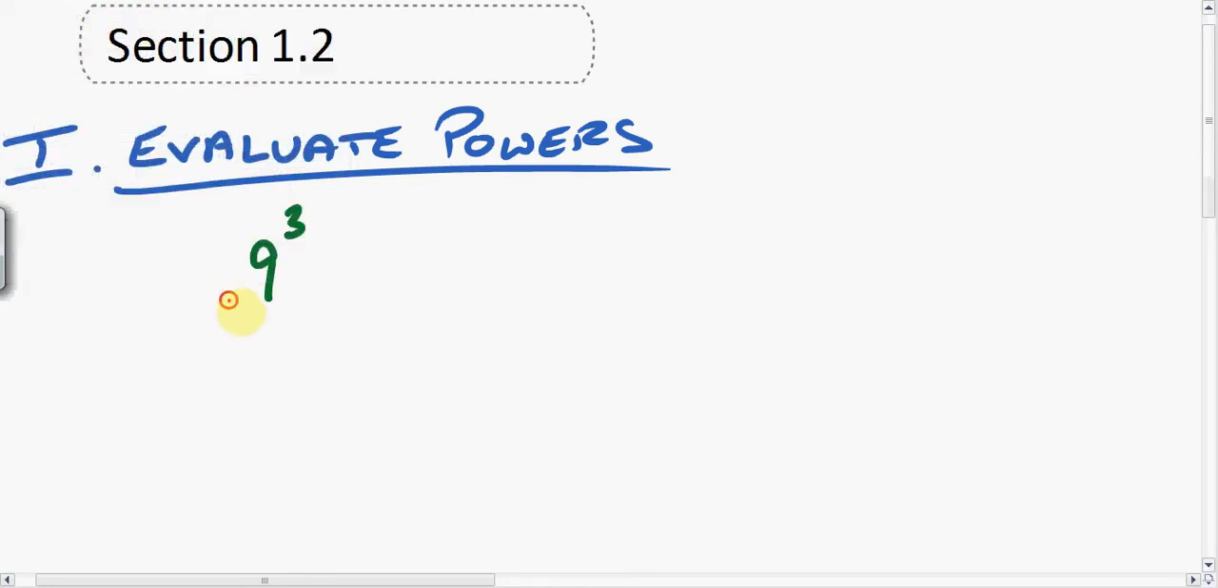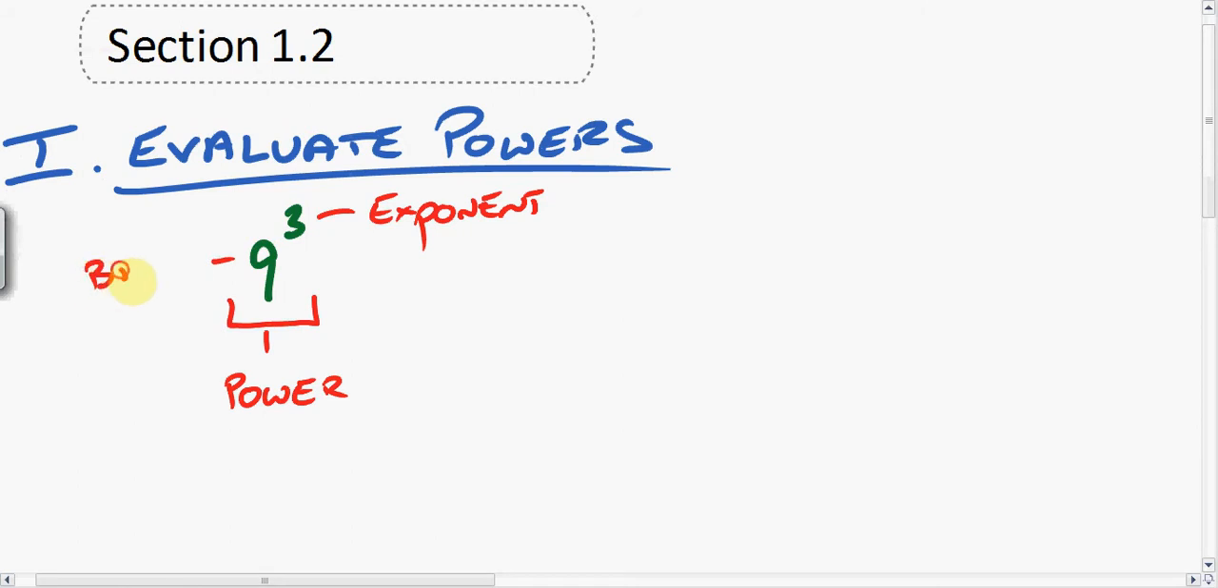Alright, so we can see this whole piece right here is our power, and it really consists of two parts. We have the 3, which is our exponent, and we have our 9, which is our base.